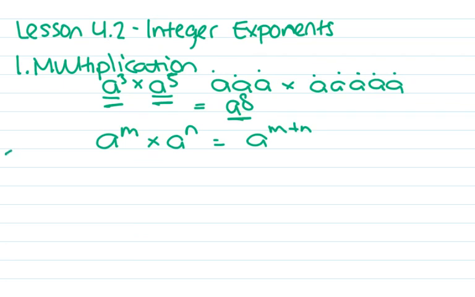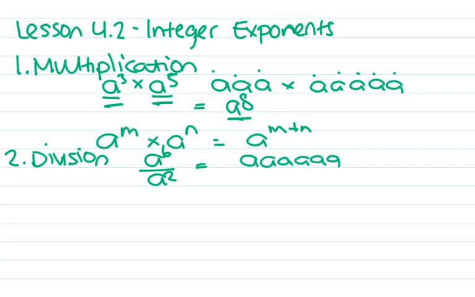All right, the second exponent rule relates to division. The example here is a to the power of 6 divided by a to the power of 2. So I'm going to expand that out, which leaves me with 6 a's on the top and 2 a's on the bottom. Now, in order to simplify that, I would just start canceling out a's, and I can cancel out 2 a's here. So now I'm left with 4 a's, so a to the power of 4.